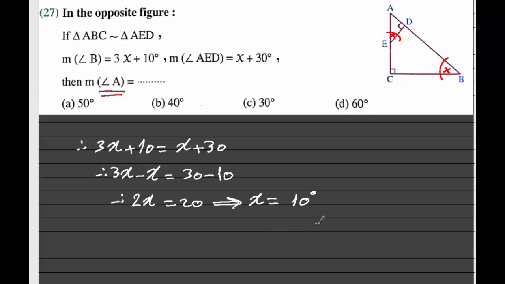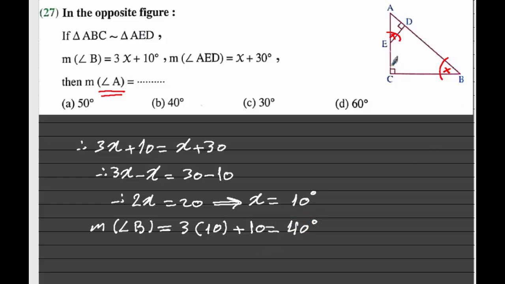Now, what is the measure of angle B? Measure of angle B equals 3x plus 10, which means 3 multiply 10 plus 10 equals 30 plus 10 equals 40 degrees.